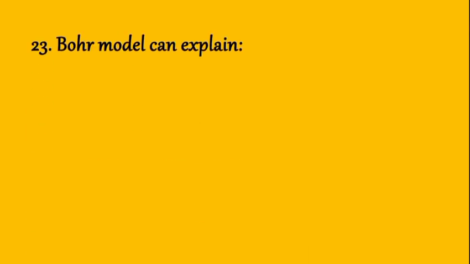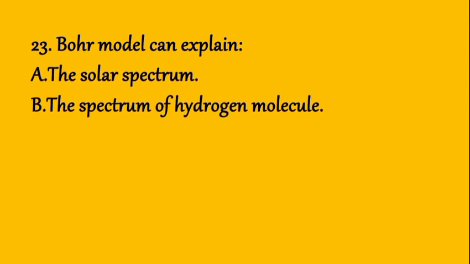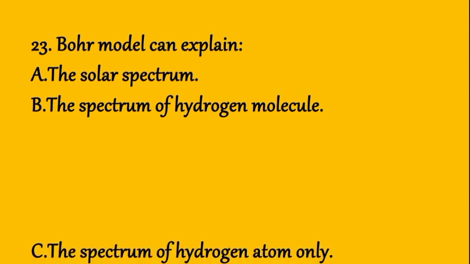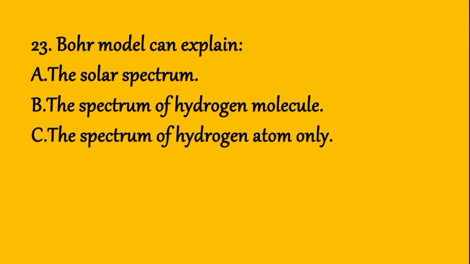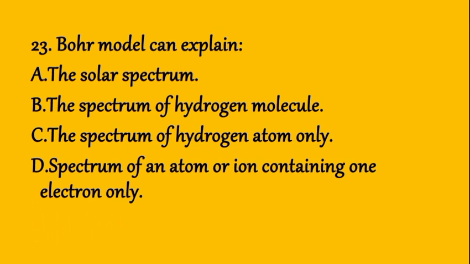Question 23. Bohr model can explain A. the solar system, B. the spectrum of hydrogen molecule, C. the spectrum of hydrogen atom only, D. the spectrum of an atom or ion containing one electron only.